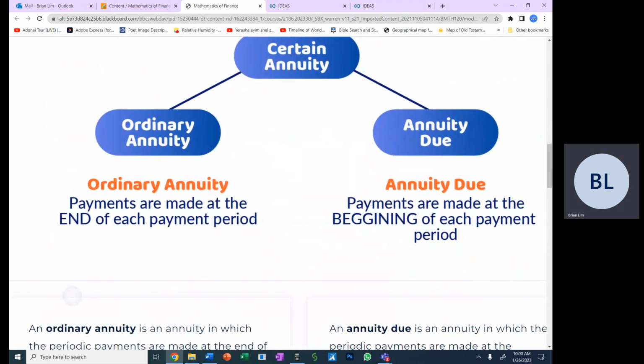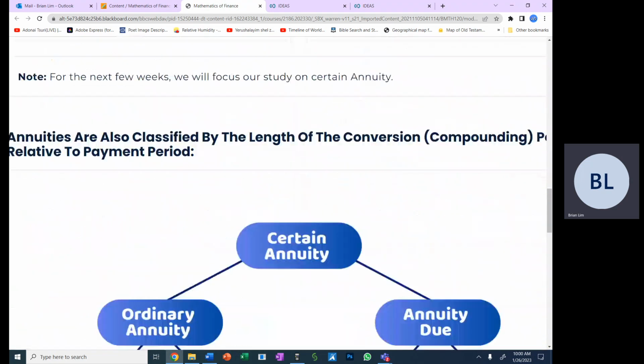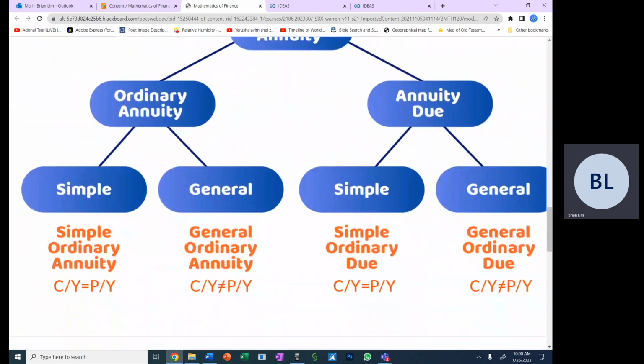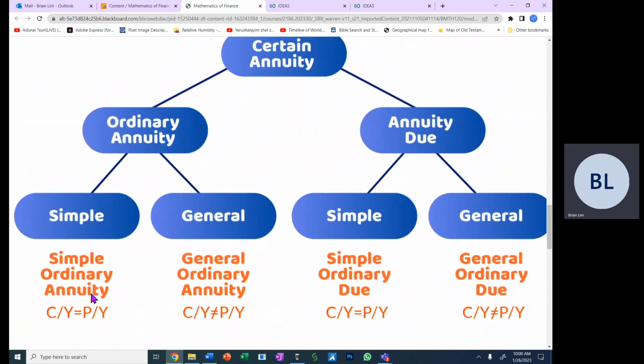Now, then you saw the categories that annuities can fall into. You can have an ordinary simple annuity. The order of words is not really significant. So ordinary simple annuity, the CY and PY are the same. And ordinary general annuity, CY and PY are not the same. But these annuities are ordinary because the payments are made at the end of the payment period. So at the end of a month or end of a quarter or whatever else there is.